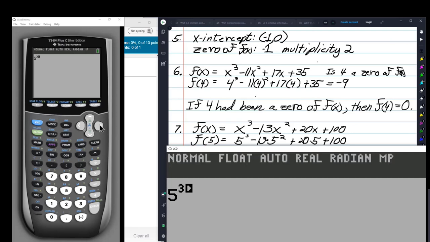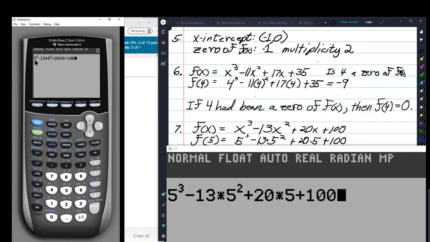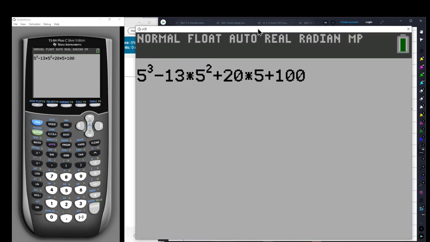Five caret three, hit the right arrow key to come down, minus 13 times 5 squared plus 20 times 5 plus 100. Okay, so 5 to the third minus 13 times 5 squared plus 20 times 5 plus 100. I'm going to pull this up. Enter.